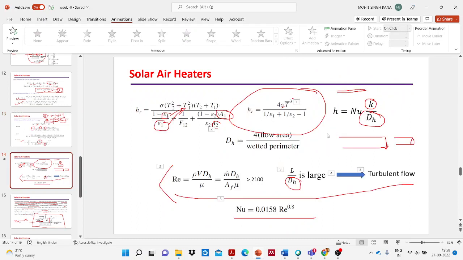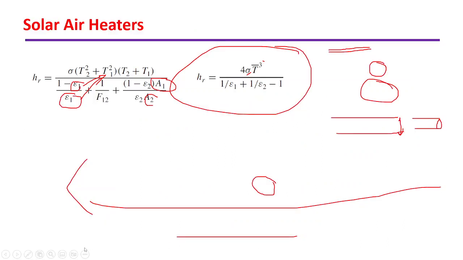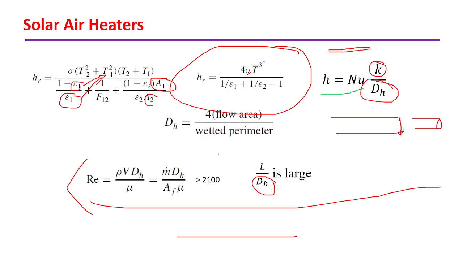Yeah. So then, see this slide. We have to calculate the H, and for the calculation of the H or the Nusselt number, we may have to calculate either of them. For this, we have to calculate the Reynolds number. The Reynolds number tells whether the flow is laminar or turbulent.